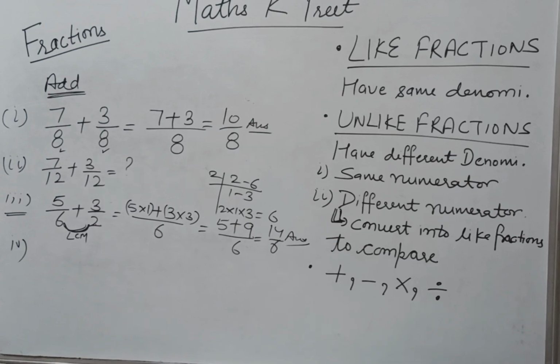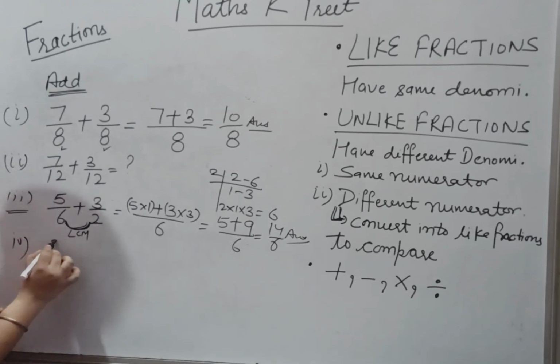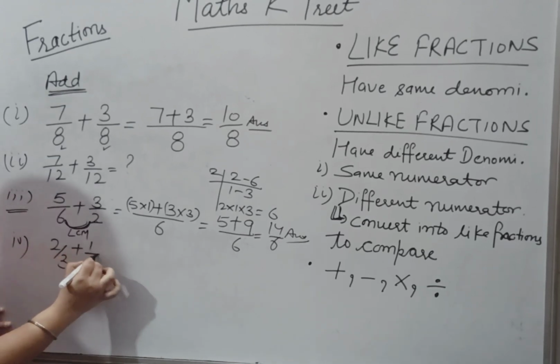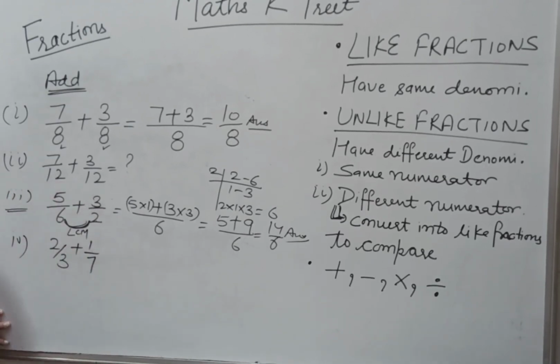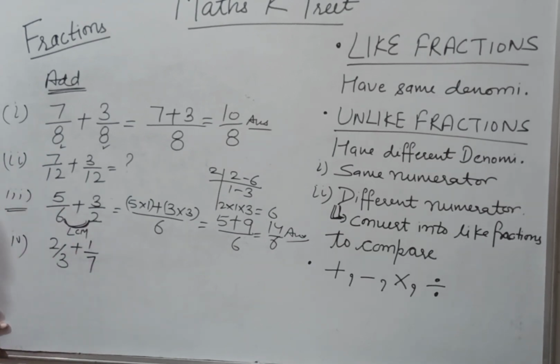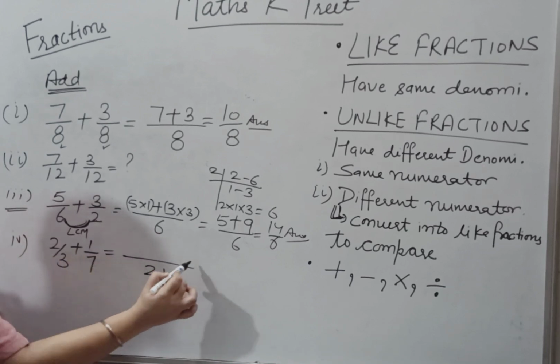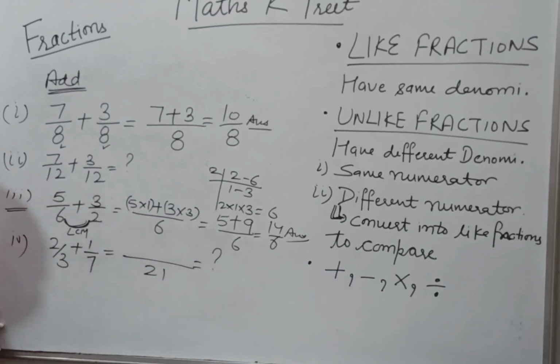Fourth example. Say again 2 by 3 plus 1 by 7. Again the denominators are different. We will take the LCM. Clearly there is no common factor, so the LCM will be 7 threes are 21, and you can do it by yourself and get your answer.